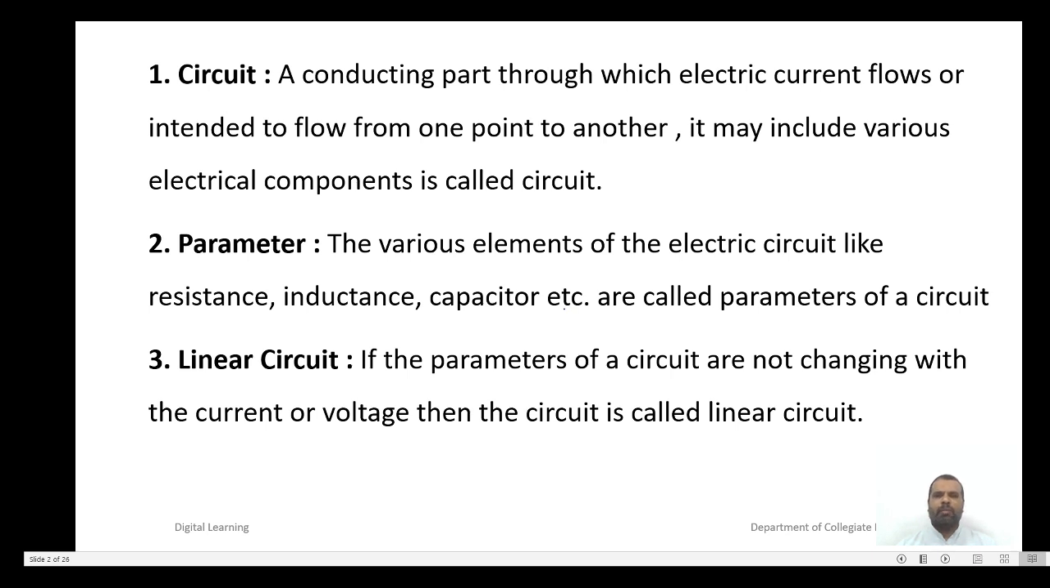Second one, parameter. The various elements of the electric circuit like resistance, inductance, capacitor, etc. are called parameters of a circuit. Third definition, linear circuit. If the parameters of a circuit are not changing with the current or voltage, then the circuit is called a linear circuit. It means that when you vary the current or voltage in the circuit, the parameters do not change. That type of circuit is called a linear circuit.